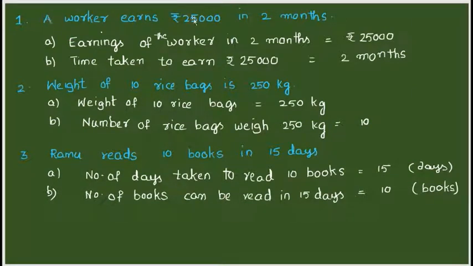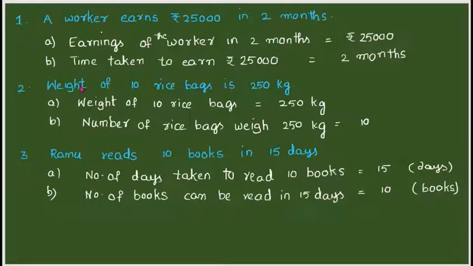See here, a worker earns rupees 25,000 in 2 months. If you give the preference to earnings, we can write: earnings of the worker in 2 months equals 25,000. Instead, if you give the preference to months, you can write: number of months taken to earn 25,000 equals 2.